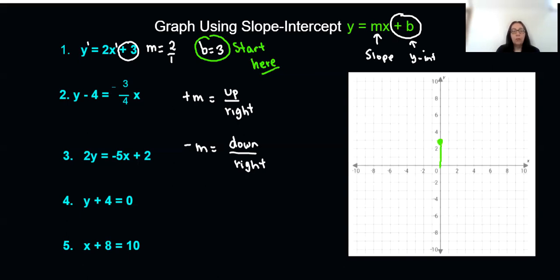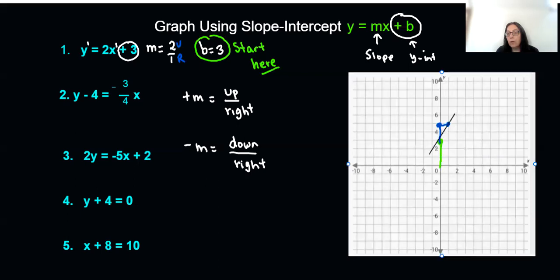Now, my slope is positive 2 over 1. So I'm going to go up and right. So from that dot that I already have, I'm going to move up 2. 1, 2, right there. And from there, I'm going to go right 1. Boom, right there. When we connect our first and last dots, we will have our line. Our line is going to go right through there.